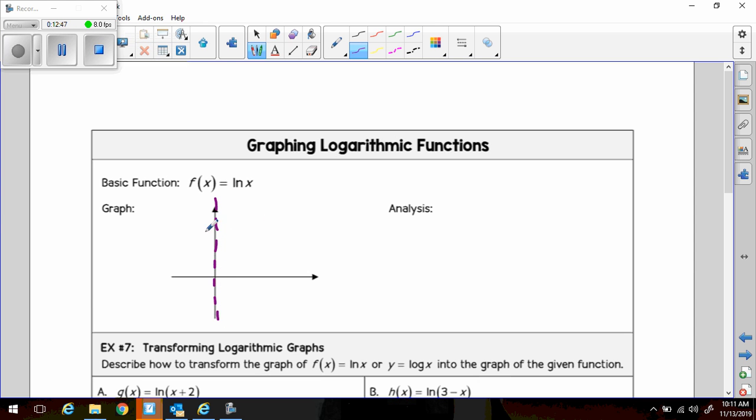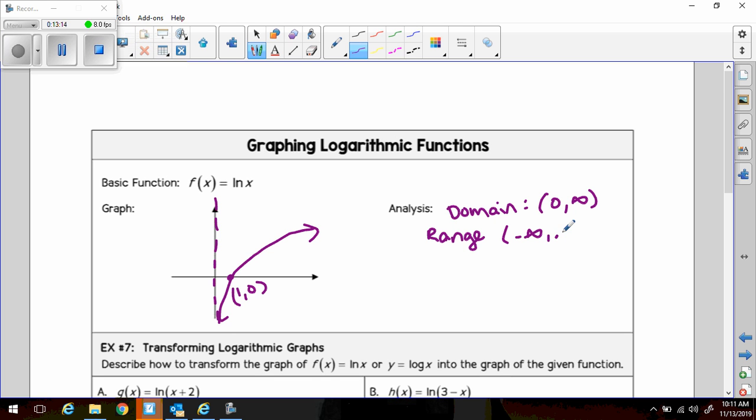So I know logs have vertical asymptotes, not horizontal, and they always go through the point 1, 0. And they kind of look like this. My analysis is the domain of logs is always going to be 0 to infinity. You cannot include either. My range is actually going to be all real numbers. I go down forever, and I go up forever. It looks like there's an asymptote here, but there's not. Remember, there's no horizontal asymptote for logs. It's continuously increasing.